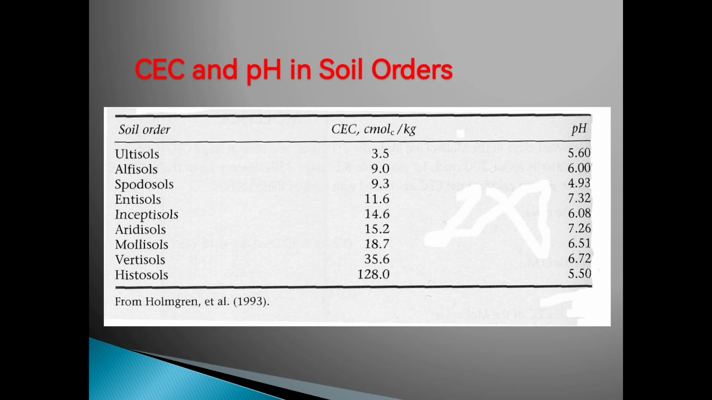And this is a table showing you the CEC and pH in soil orders. So we have different kinds of orders. I hope I will have enough time to discuss these soil orders: Ultisols, Alfisols, Spodosols, Entisols, Inceptisols, Aridisols, Mollisols, Vertisols, and Histosols. And we have the CEC and the pH. So look, Histosols has a lot of CEC because these mostly consist of organic soils. But then the pH is a little bit lower.